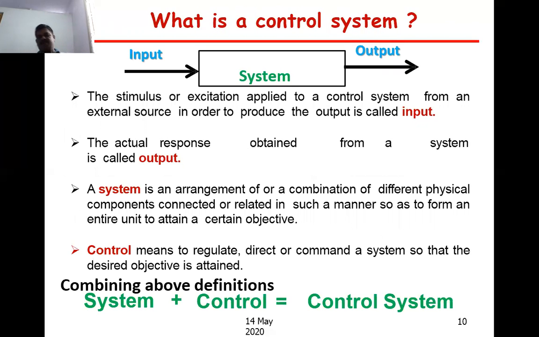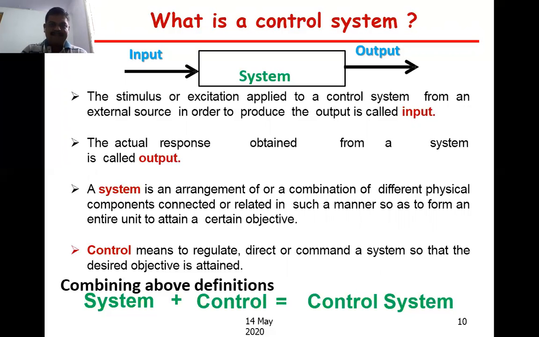So I will start the first unit, first topic. What is a control system? What is the need for a control system in general? If you have a system, for any system, there is one input and there is one output. What is input and what is output?